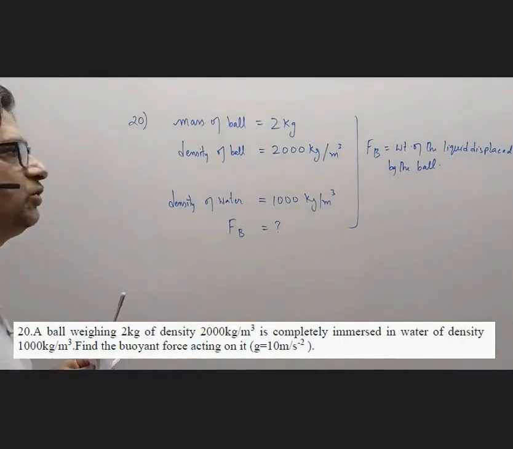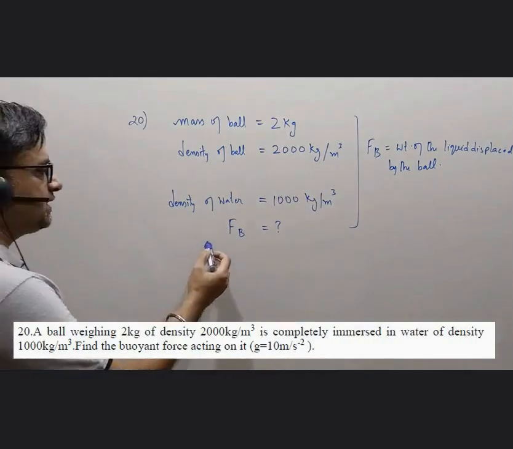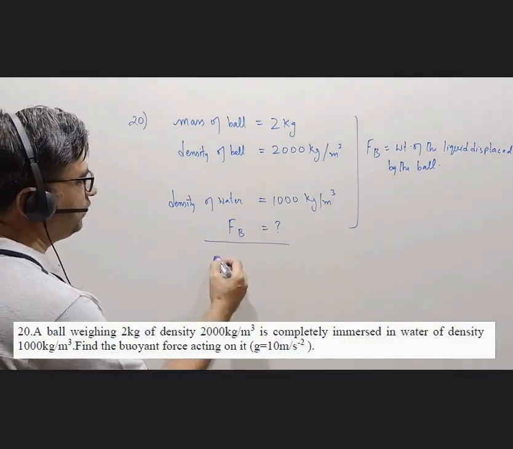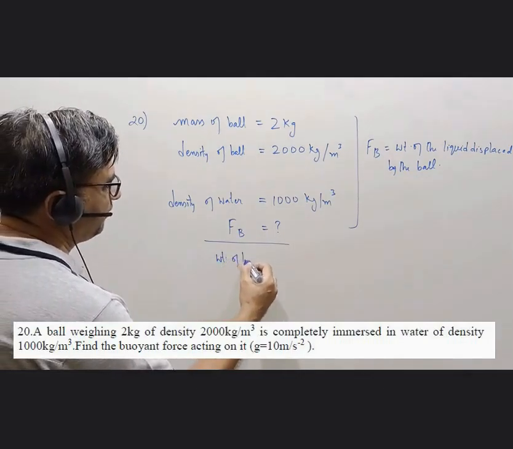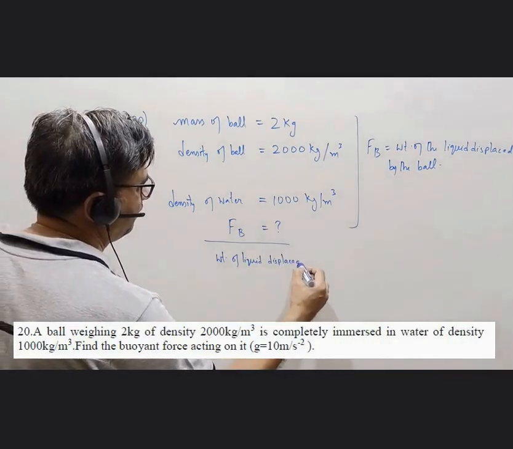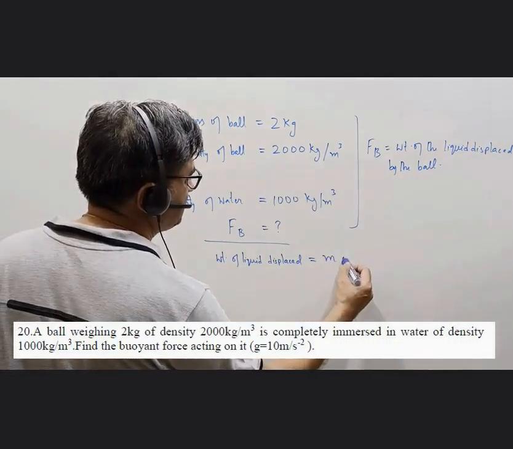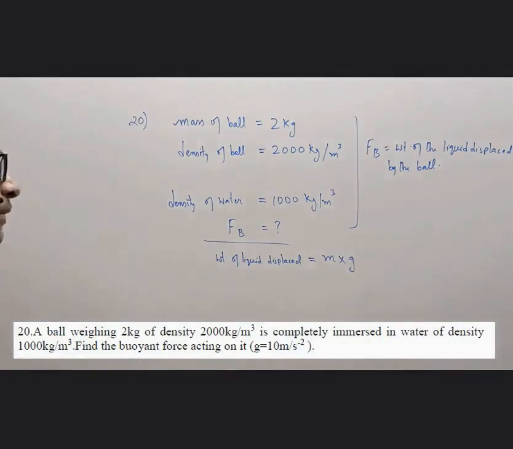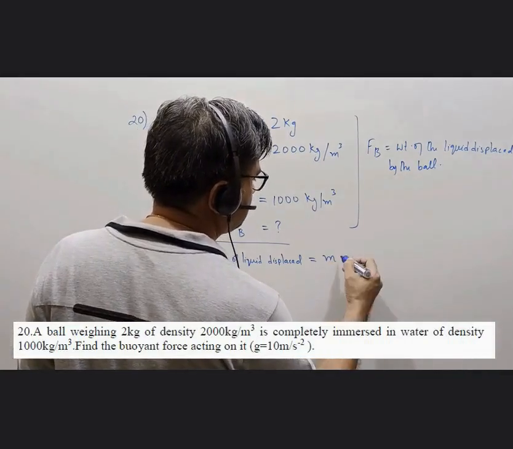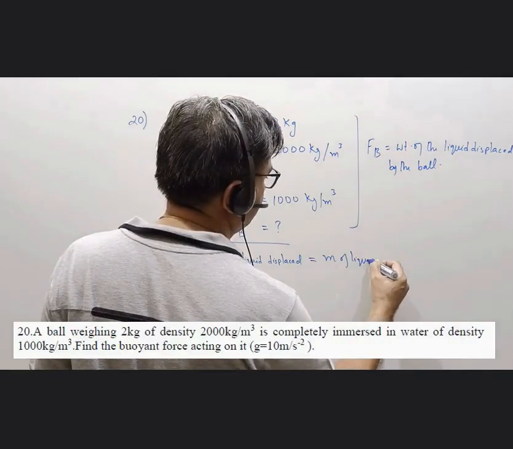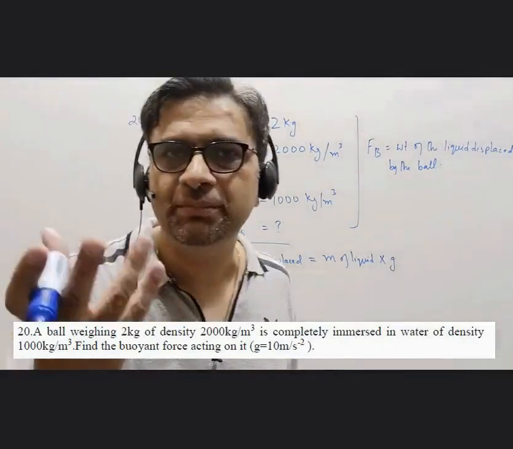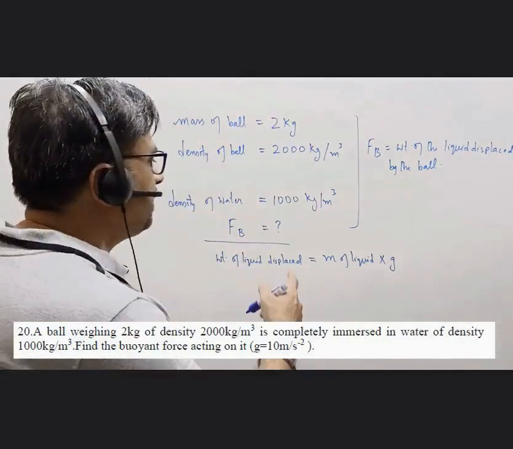Yes, it is equal to the weight of the liquid displaced by the ball. So in this case, can we calculate the weight of the liquid displaced? So we can calculate the weight of the liquid displaced as mass into G. Mass of the liquid, that is. This is the mass of the liquid. Let me write it down this way. This is the mass of liquid into G. Mass of the liquid displaced. Mass times G, M into G, is the weight. So mass of the liquid displaced.